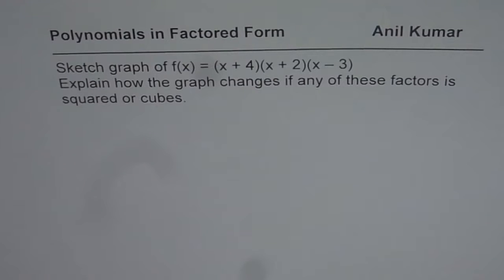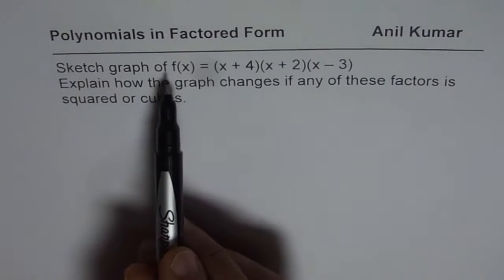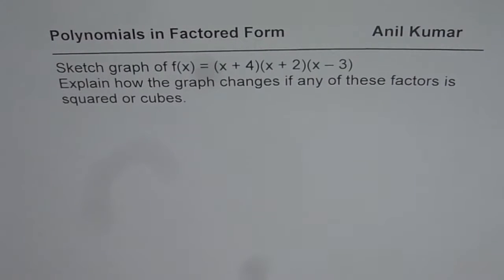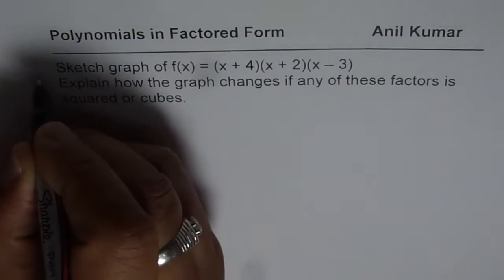So whenever polynomials are given to you in factored form, it's kind of simple to sketch a graph. So that is the exercise for us. Sketch the graph of f of x equals x plus 4 times x plus 2 times x minus 3. So that's the first part.